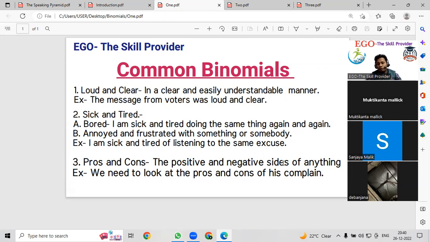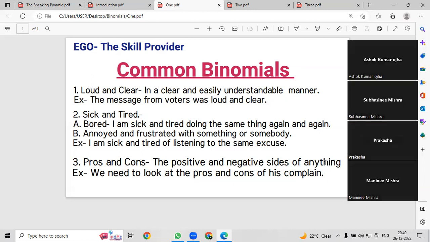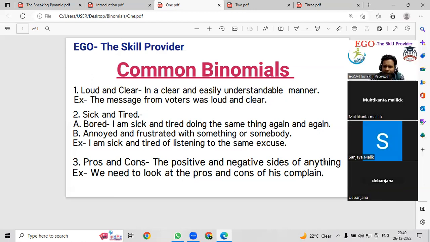So suppose the voters have voted for a party. Then how can you say the message from the voters is loud and clear? Suppose I ask you, guys, do you understand what exactly I'm going to tell you? You can say, yes, sir, it is loud and clear. So what can you understand? Whenever you say it's loud and clear, that means you clearly understand everything. That is something called loud and clear.